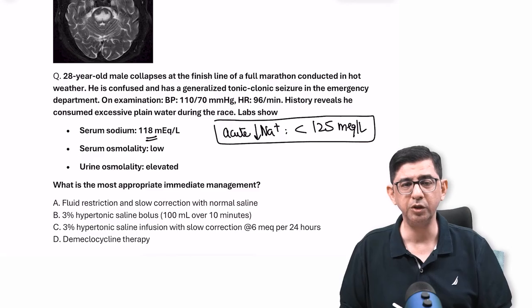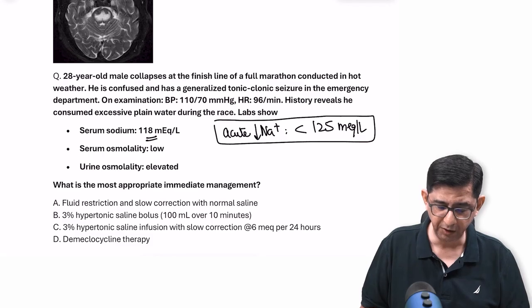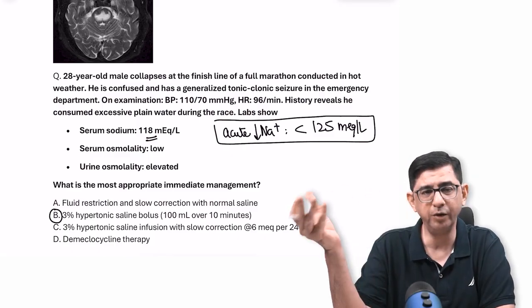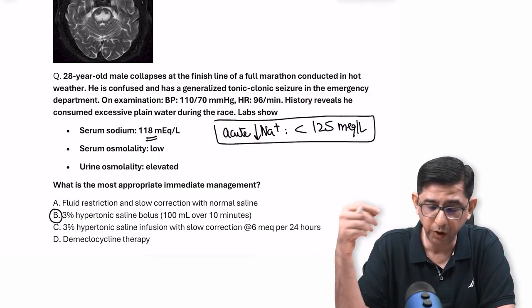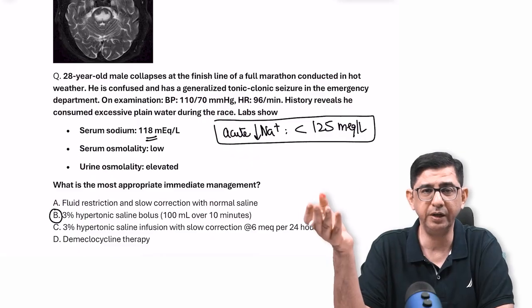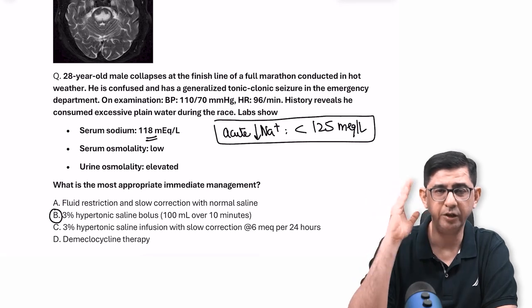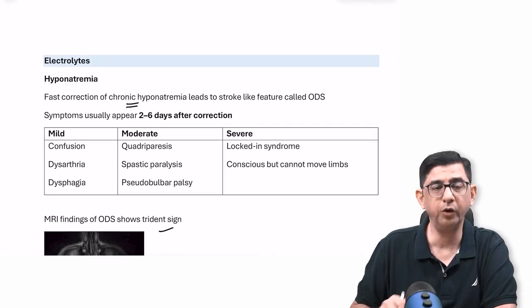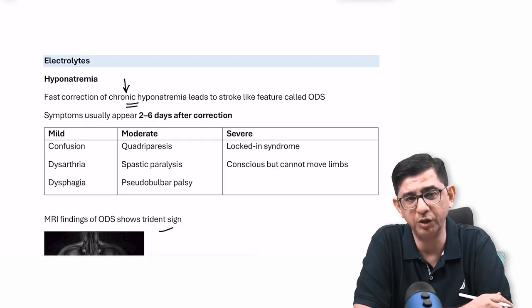So what should I do in this particular case is give a bolus of 3% saline, and if I increase the value to something like 122, 123 gradually over the next 10 minutes or so, I'll be able to stabilize the patient. When I describe it like this, the query of a lot of students is, sir, you yourself said that correction should be given very, very slowly. You must appreciate it is not for acute onset hyponatremia. It is for chronic onset hyponatremia. Fast correction of chronic hyponatremia causes osmotic demyelination syndrome.